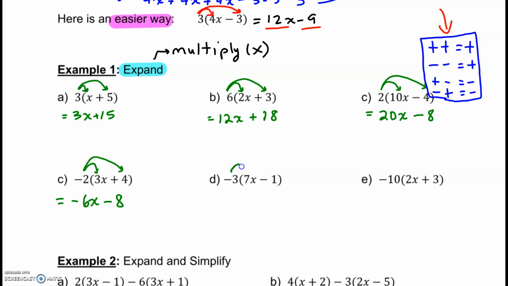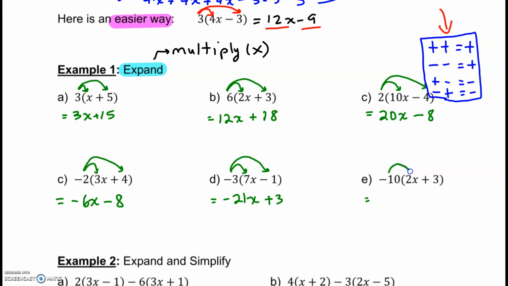All right, so negative 3 times 7x. Negative times a positive is a negative. 3 times 7 we know would be 21x. Negative 3 times negative 1. So two negatives, that's going to make a positive 3. Good. All right, try this one on your own. Pause the video, come on back, see if you have the same.